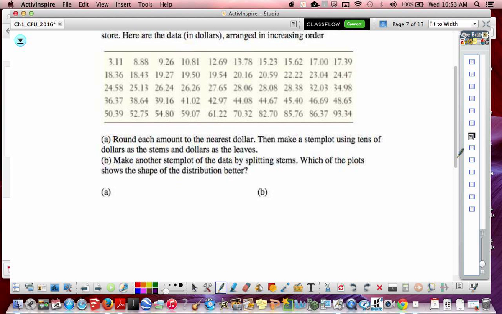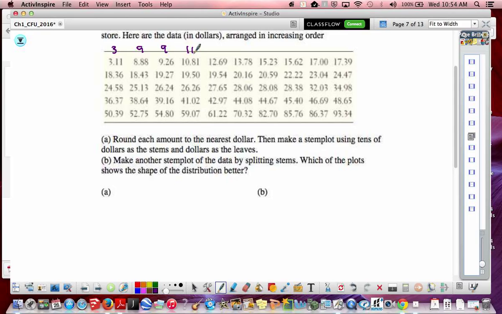So, in question A, it says round each amount to the nearest dollar, then make a stem plot using tens of dollars as the stems and dollars as the leaves. Now, when you're given data like this and doing a stem and leaf, it's very smart to actually do that rounding part. So what we're basically saying here is this is $3 and $9 and this is $9 and this is 11 and so forth. So we're doing that for all 50 data points.